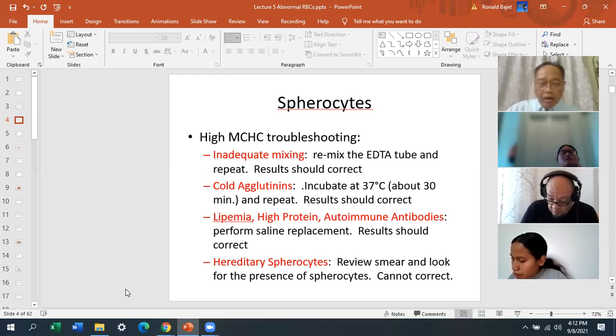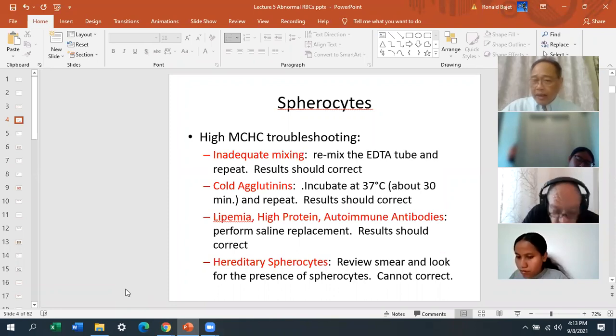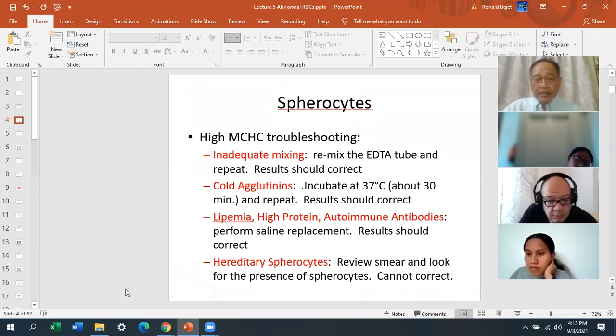Less common would be lipemia, high protein, or autoimmune antibodies. In the case of lipemia, okay, so you have a purple top and it has a high MCHC. So you put it in the heat block and you repeat it on your analyzer and your MCHC doesn't come down. So you've now ruled out cold agglutinins. So what you have to do is take a sample of the blood, spin it down, and try to find out what's going on. You need to take a look at the plasma.